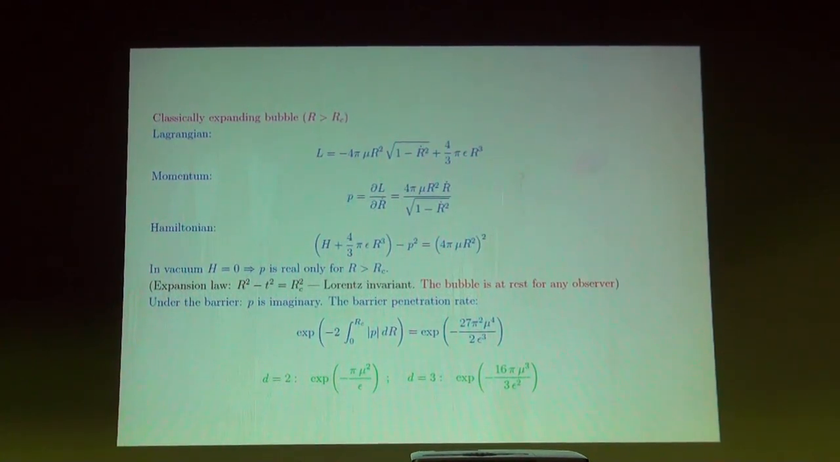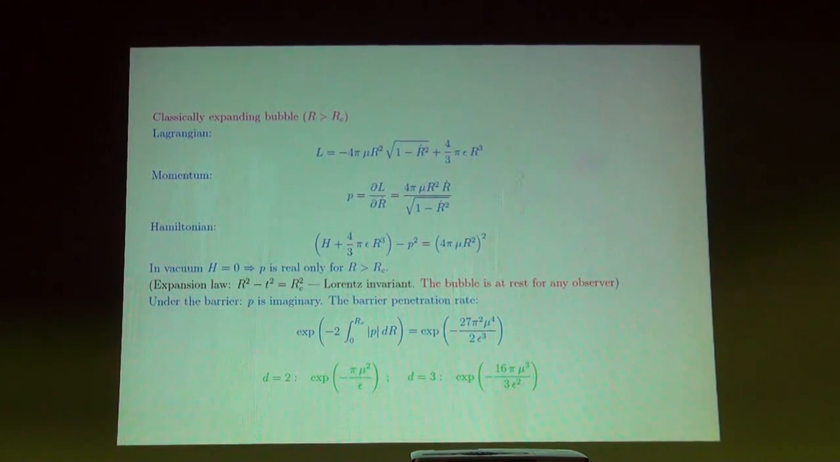It's interesting, and it was noticed by Coleman in '77, that a nucleated bubble, you see, we started with a Lorentz invariant system, flat vacuum, okay, although false, but it's flat and Lorentz invariant. The critical bubble which nucleates is also Lorentz invariant, and it is at rest for any observer. You start running, you see a nucleated and expanding bubble, but it will still be at rest. And that is because we measure whether it's at rest or not by how its center is moving relative to us. And the center is in the middle between the two, the closest part and the farthest part.